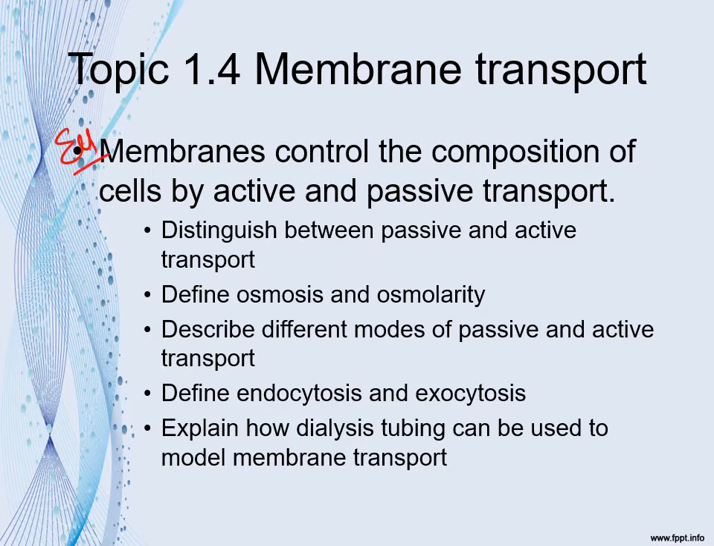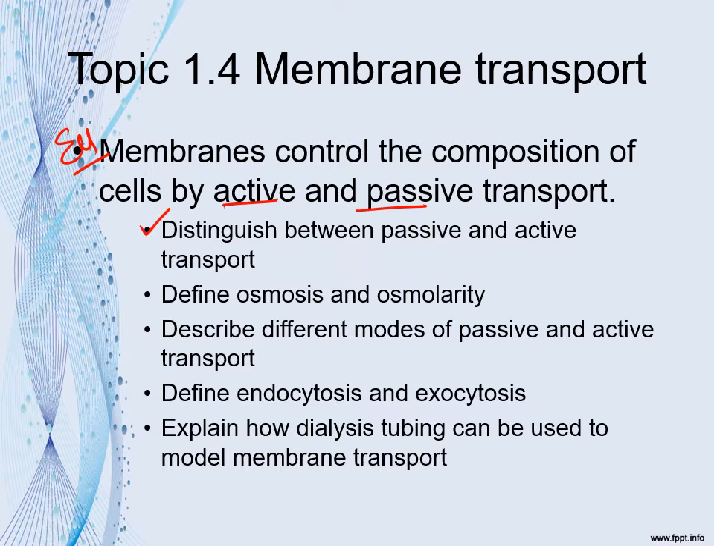Our essential understanding for today is that membranes control the composition of cells by active and passive transport. The plasma membrane is deciding what gets into cells and what stays out of cells, and we do this through active transport and passive transport. Our objectives for this lesson: we are going to distinguish between passive transport and active transport.